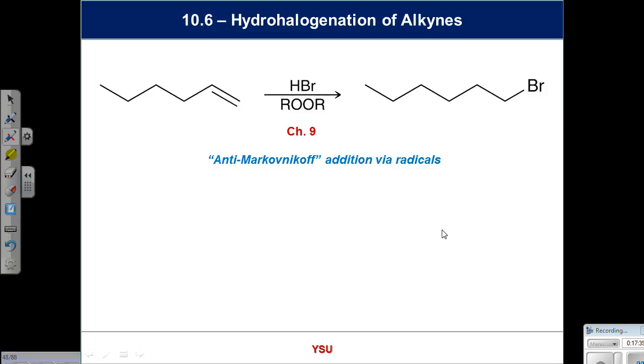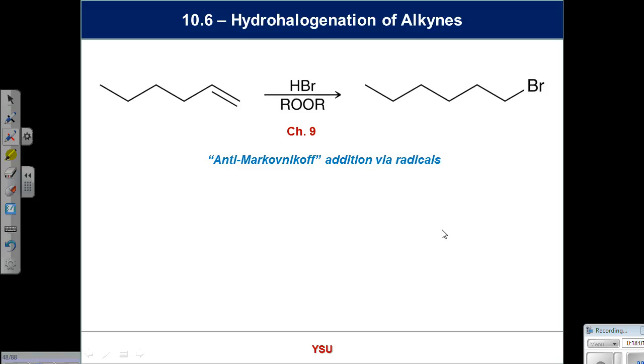Now, if we want to switch the regiochemistry, then in the alkenes, we took HBr and we added to an alkene, and we got the Markovnikov outcome. If you wanted to switch the outcome, we put the peroxides in. In about 10 days, you'll know all about peroxides. You'll wish you'd never met them. We'll talk about those mechanisms soon. Everything will fall into place before the final.